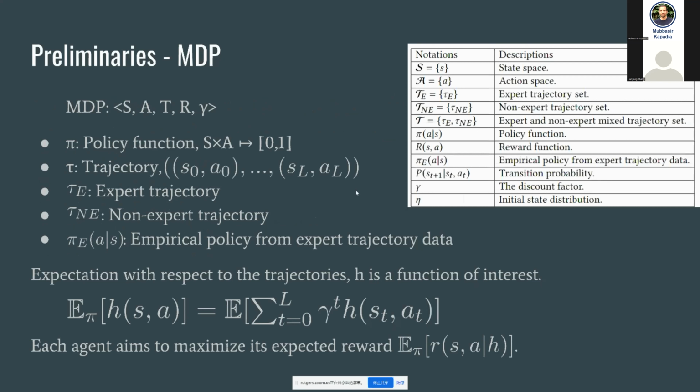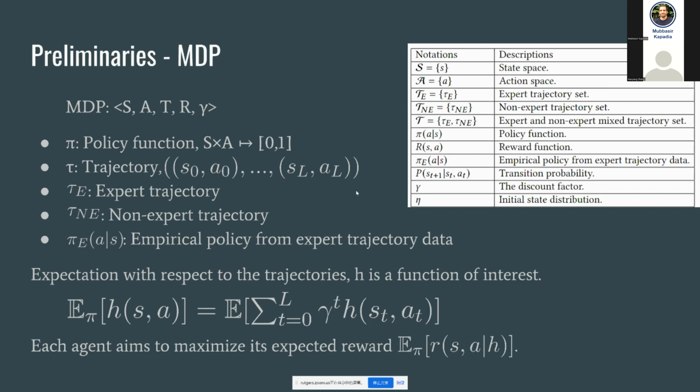We also have trajectories. Tau is from S0, A0 to SL, AL. L is the terminal time step. And in our problem, we will divide the tau into two parts. The first is tau e, the expert trajectory. Another one is tau ne, the non-expert trajectory. And we also have pi e. Pi e is the expert policy from expert trajectory data.